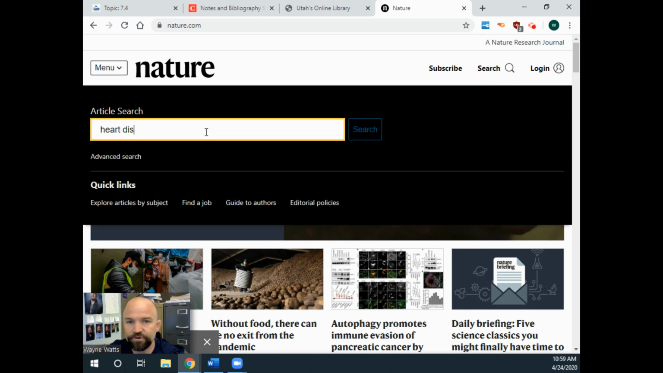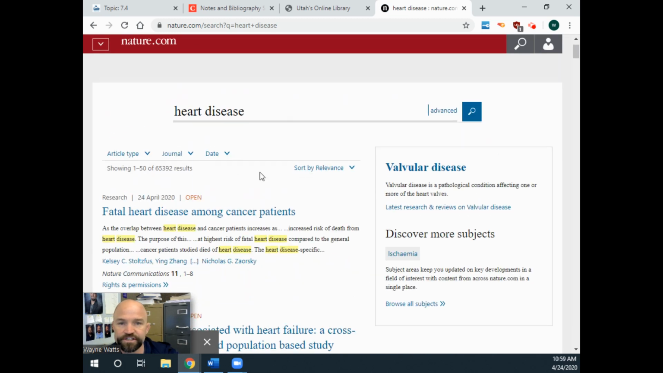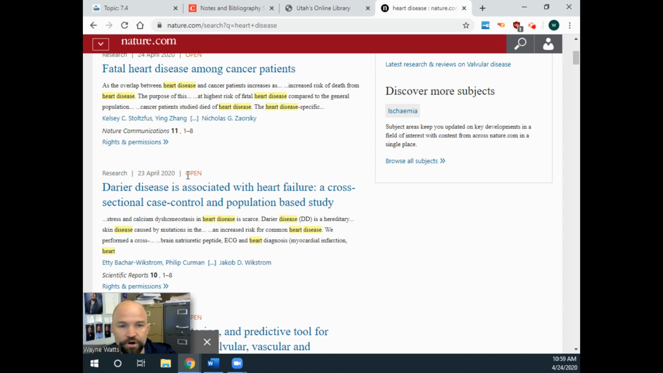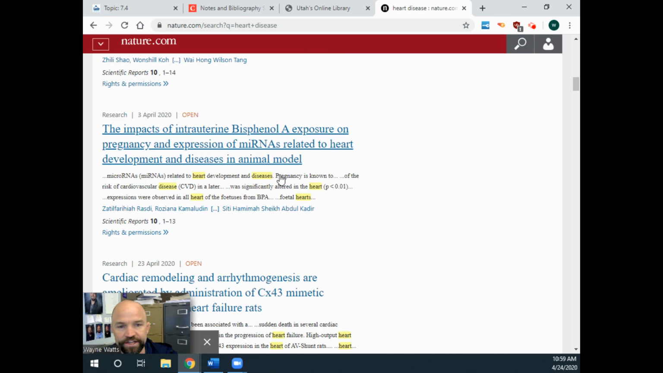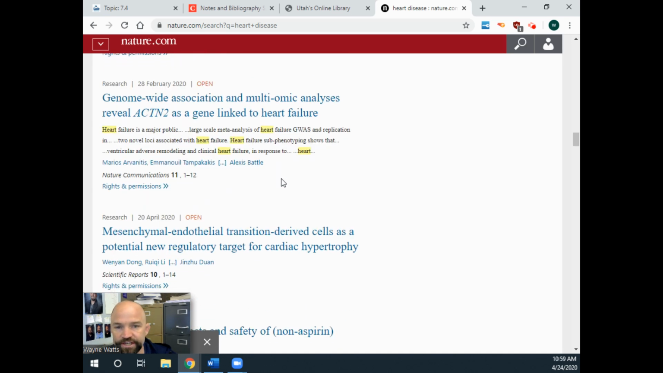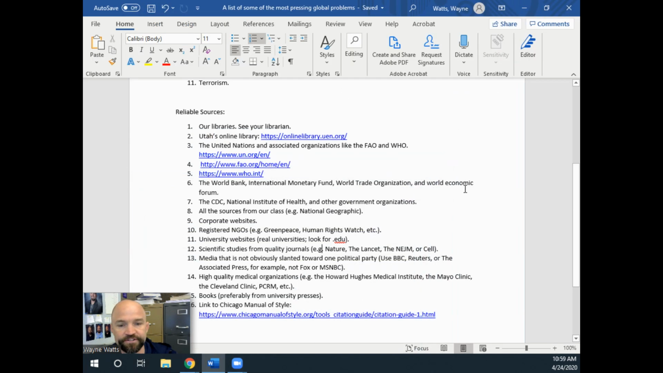So let's say I was looking for information about heart disease, right? Nature, look at this. I mean, we have one after another. They're open access. Anybody can get access to this information. And there's just tons of information you could get about, say, heart disease or other information from scientific studies. Anyway, good, high quality scientific studies are posted in quality journals like Nature, The Lancet, the New England Journal of Medicine, or Cell.